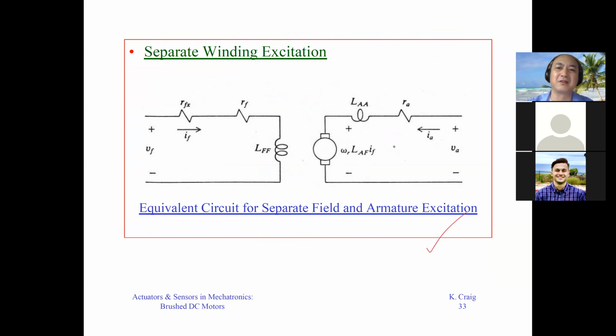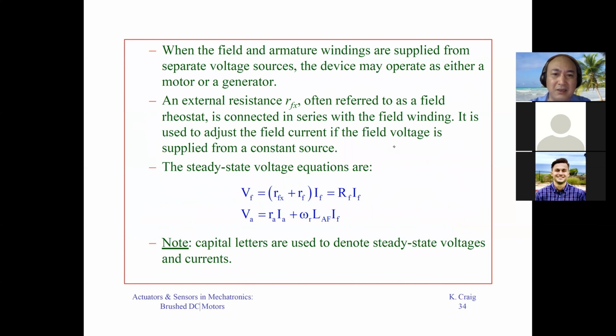Separate excitation, we have seen this already. This is again the back EMF. So you need to use this minus this, and you can get this IA. And this IA is also linked to how fast you turn. How fast you turn depends on your load, or TL, put on the shaft. So you can see it's interconnected. We are going to see that later.